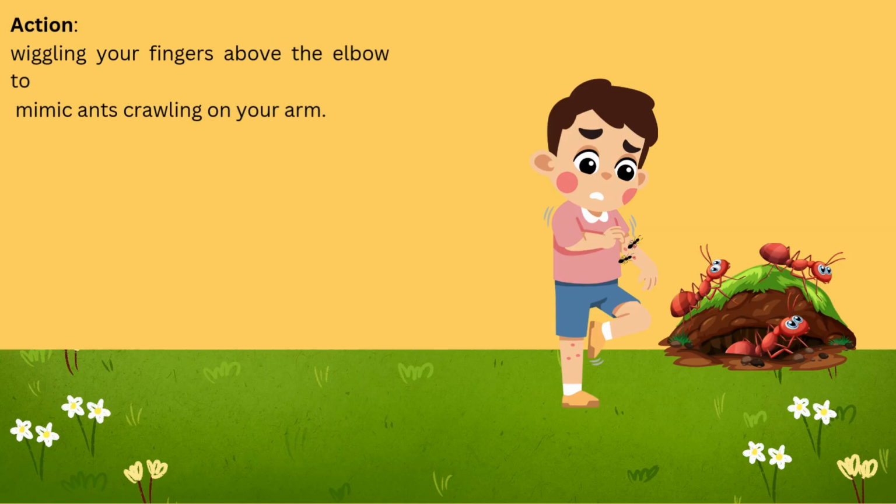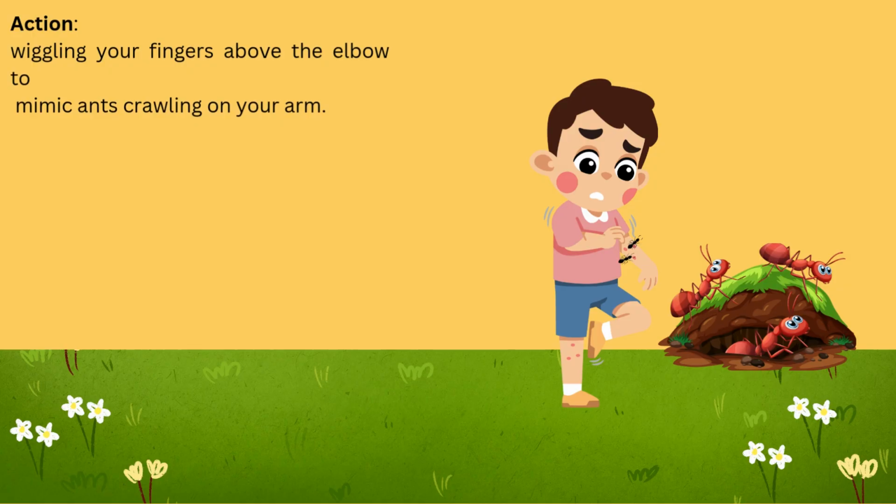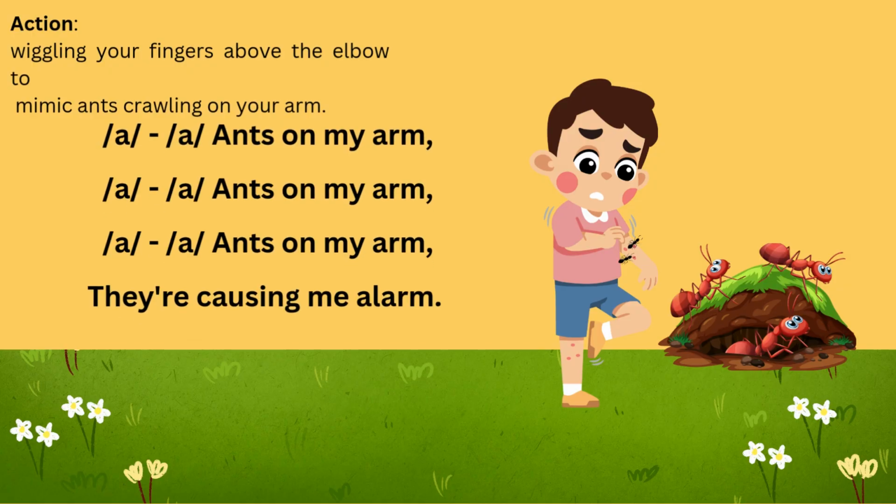You have to wiggle your fingers above the elbow to make ants crawling on your arm. Let's do it. Ants on my arm. Ants on my arm. Ants on my arm. They're causing me alarm.